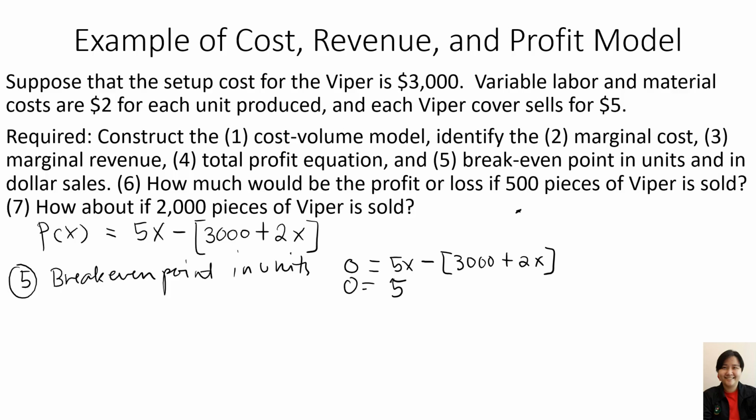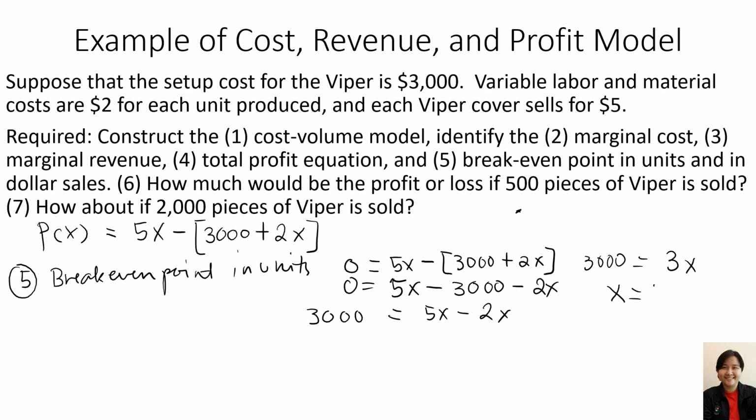So that would be 5x minus 3,000 minus 2x. Move 3,000 to the left side. So we have 3,000 equals 5x minus 2x. 3,000 equals 3x. Therefore, x is equal to 1,000. So this would be the break-even point in units. If you're able to sell 1,000 units, you would not have a profit, nor would you have a loss. Then we need to compute the break-even point in dollar sales.